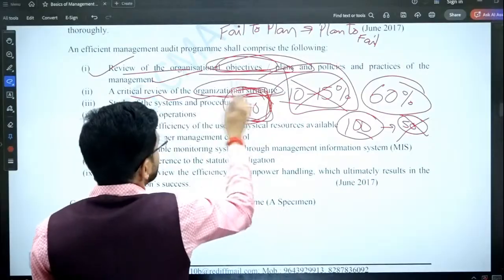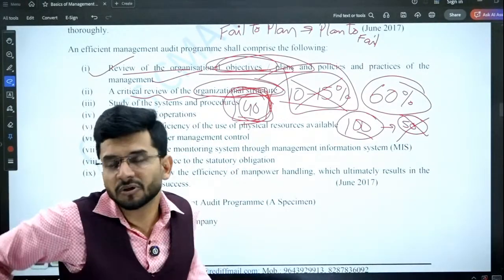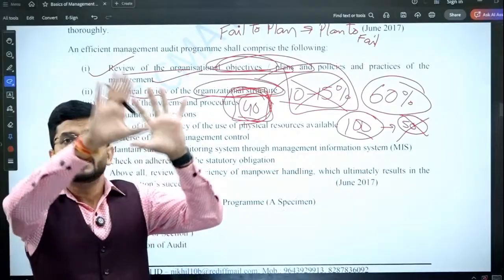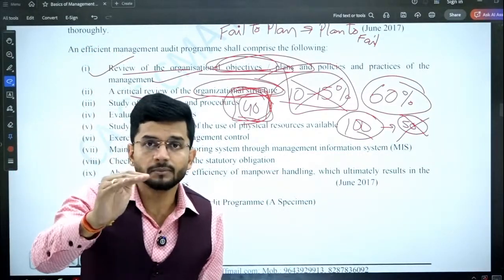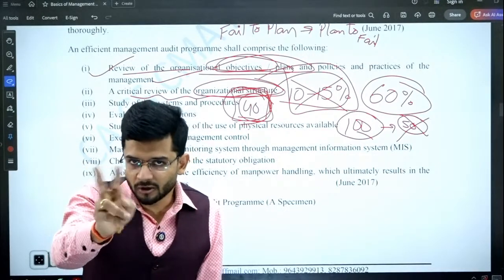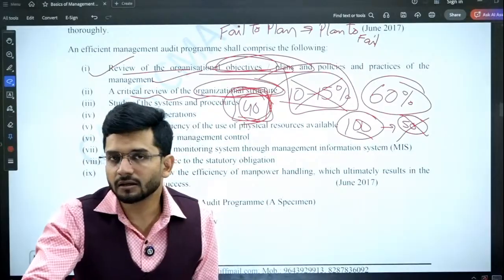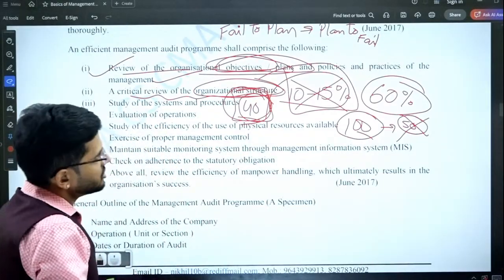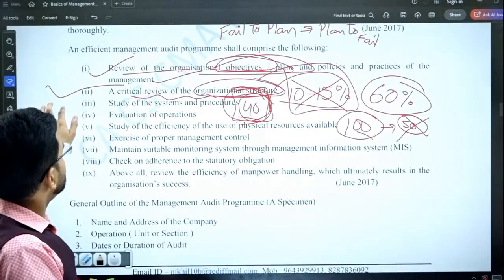Critical review of organization structure. Again, organization structure is the key to any management auditor. How are the various departments laid down? Who is heading which department? And how many people are under that particular person? Who is reporting to whom? Is there any dual reporting happening? Is there any misreporting happening? So the entire organization structure needs to be very clear in the mind of the management auditor before the management audit starts.